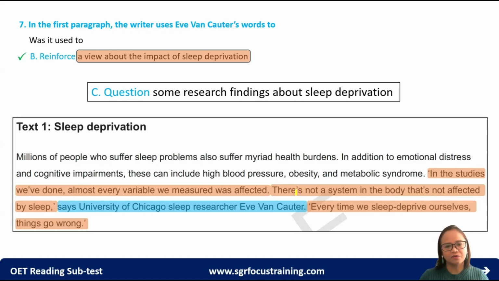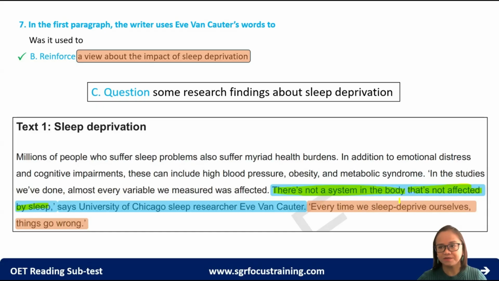Well, research findings is actually here. He said that the findings said that there's not a system in the body. That means everything about the body is affected by not sleeping very well. Okay, so there's not a system in the body that's not affected by sleep. So it means sleep affects every part of our body. Okay, so that's precisely what she said as well, that if we do not get sleep, things go wrong.